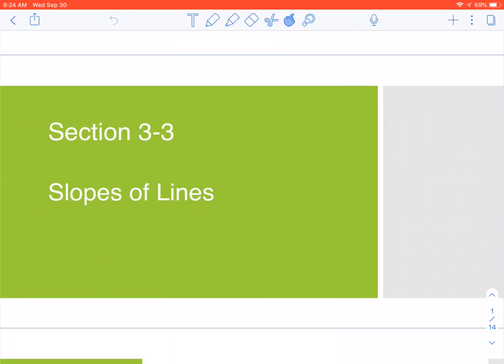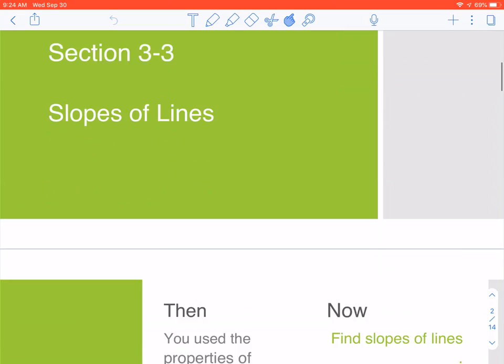3, which is slopes of lines. And hopefully this is a review for a lot of you. Let's give this a shot.